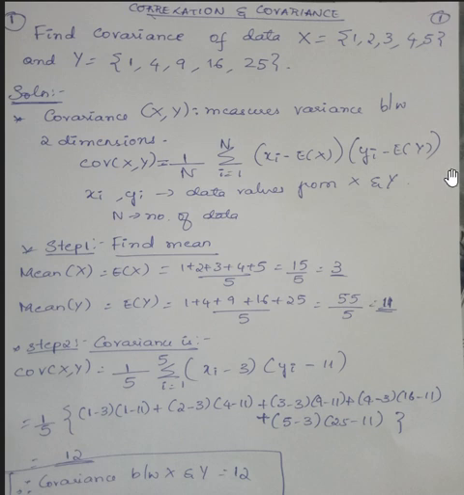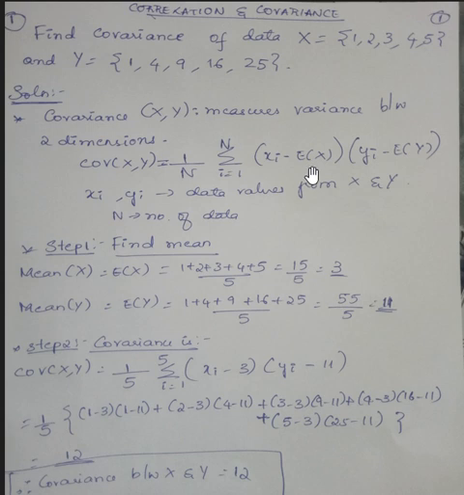So we have discussed what is correlation and covariance in the previous session, the link for which I've given in the description box. Just to revise, covariance of x comma y measures the variance between the two dimensions, and this is the formula: covariance x comma y is equal to 1 by n summation from i ranging from 1 to n of xi minus E of x into yi minus E of y, where E of x and E of y are nothing but the mean, xi and yi are the data values from x and y, and n is the number of data.